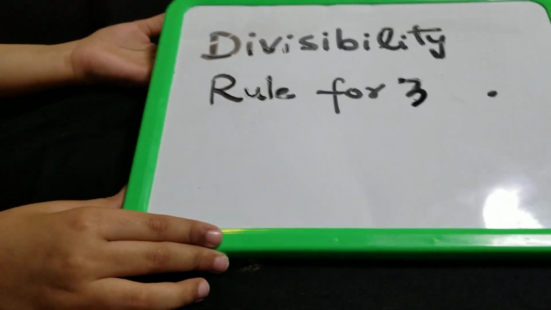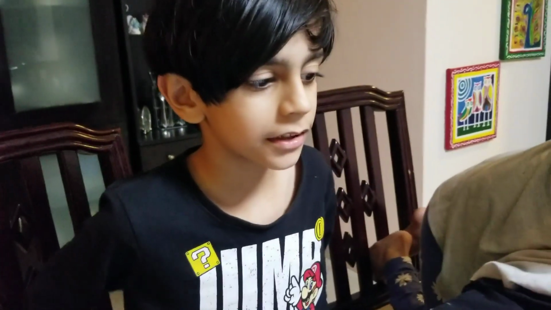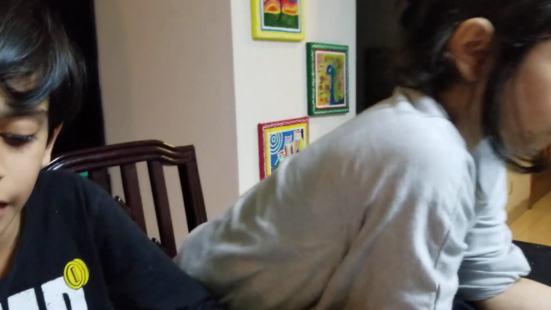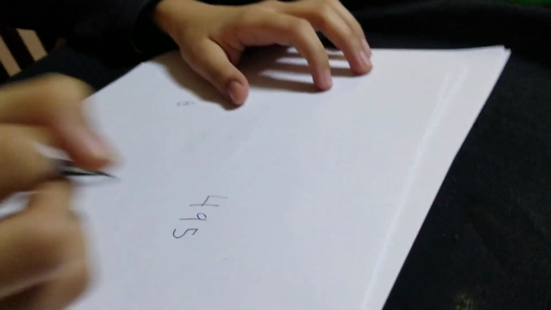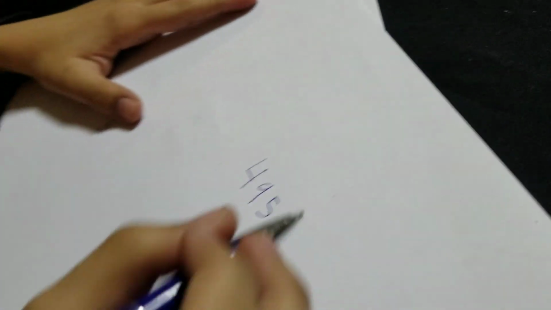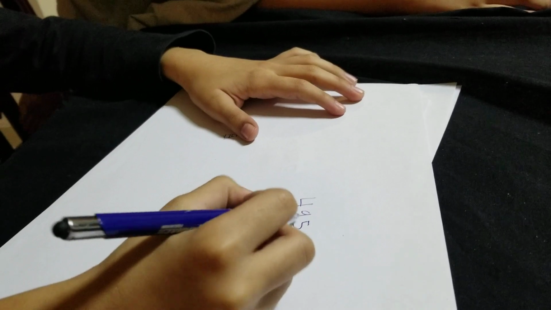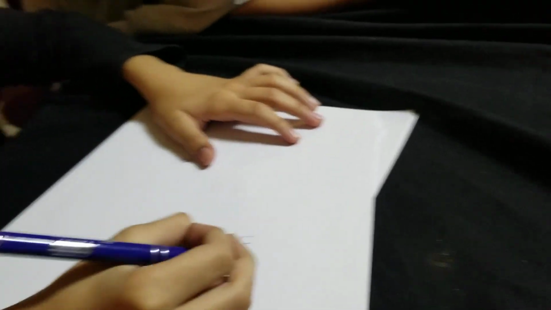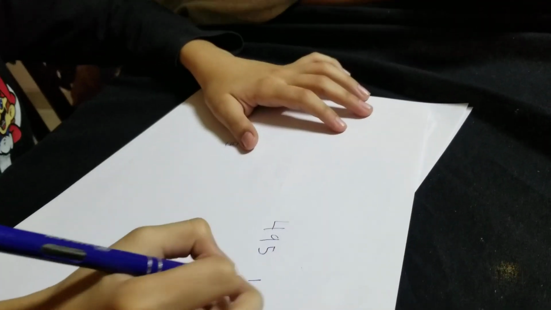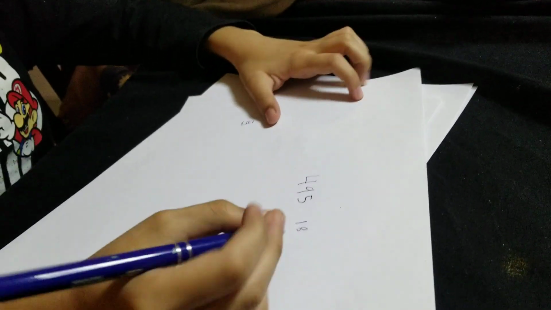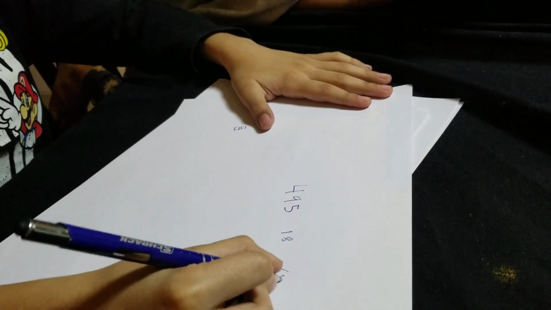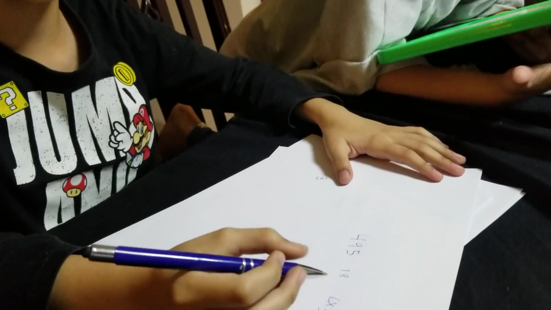Divisibility rule for 3 is that if you have the number 495, to know if it's divisible by 3, you have to add all the numbers: 4 plus 9 is 13, 13 plus 5 is 18. Is 18 divisible by 3? Yes, it's 6 times 3. So the whole number is divisible by 3.